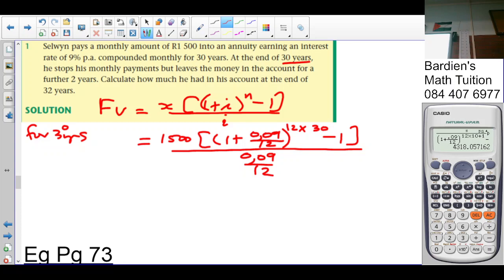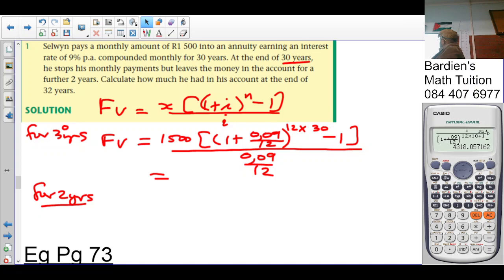So what I can do is I can work out this future value here. I can get an answer there. And then use that answer. Okay, we'll do that first. For the last 2 years. So let's work this out. I'll show you could have done one calculation as well.